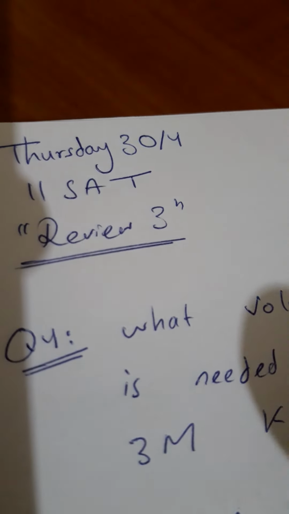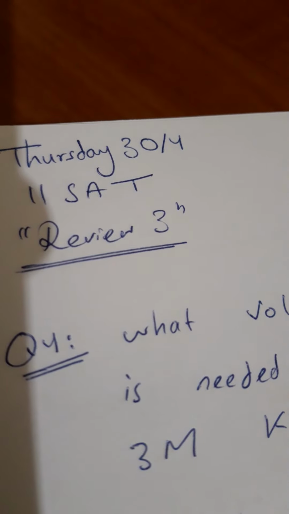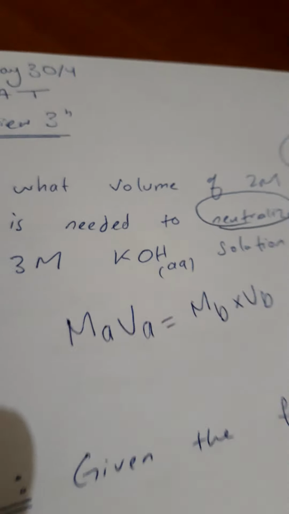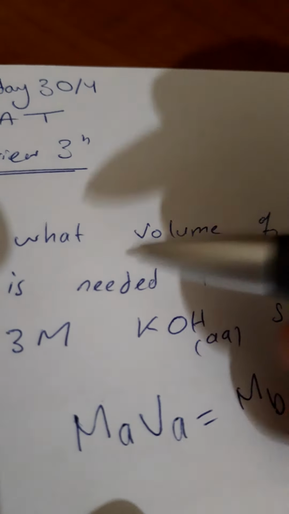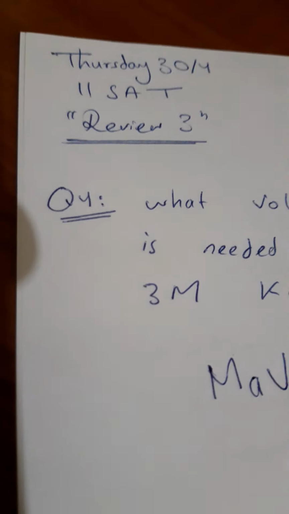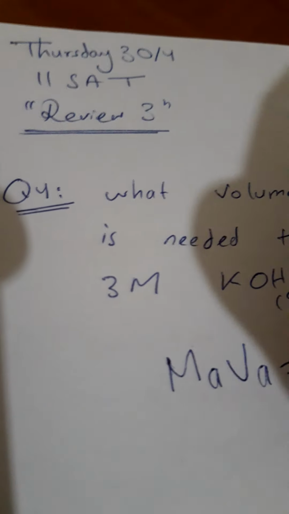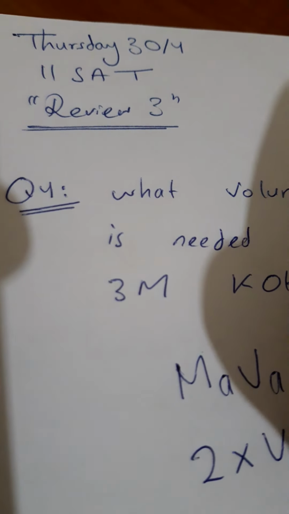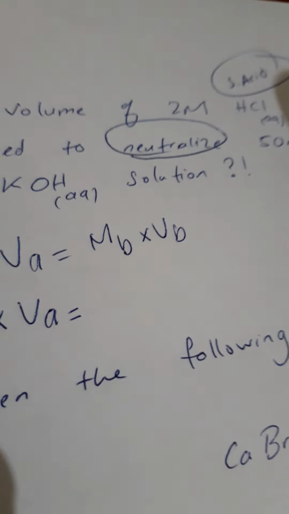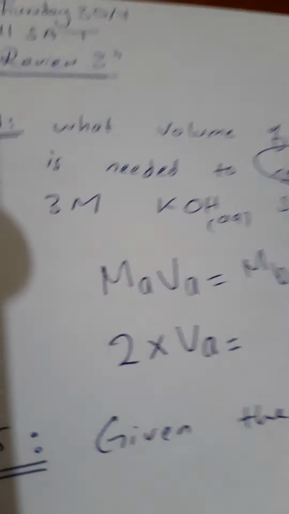So directly, you could use the formula: molarity of acid times volume of acid equals molarity of base times volume of base. The molarity of acid is given in the question, and the question asks about the volume of acid. So we have molarity of acid, MA, it is 2, volume of acid we don't have. Molarity of base is given, 3 molarity, times volume of base, 50 milliliters.